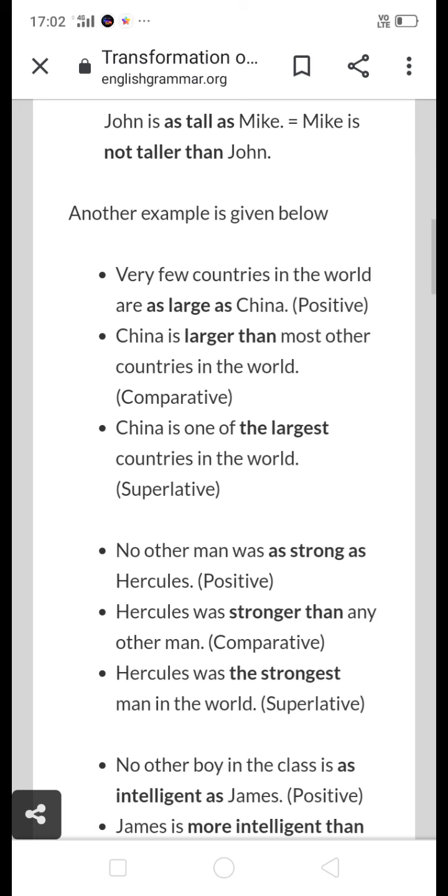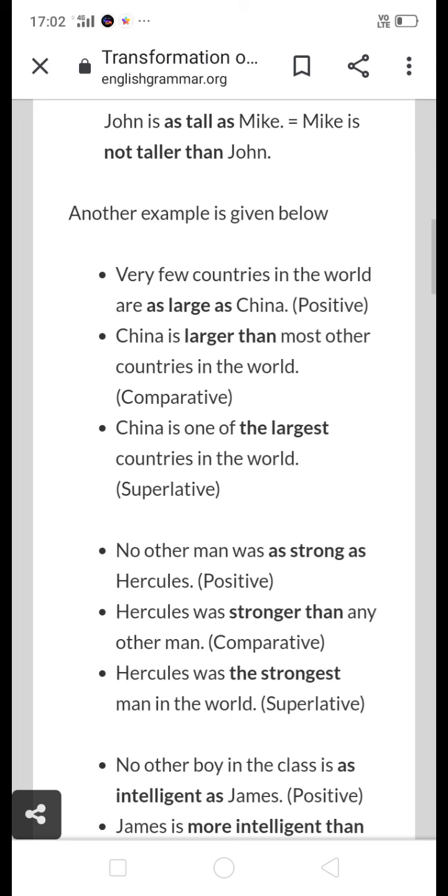In the comparative form, for the restricted degree we write 'most other', and if there is a superlative degree, the sentence contains 'one of'. For example, see, China is one of the largest countries in the world. It is a sentence of the restricted form, that's why we write 'one of' there. And here is the first sentence: Very few countries in the world are as large as China. So we write 'very few' for the positive, 'most other' for the comparative, and 'one of' for the superlative.